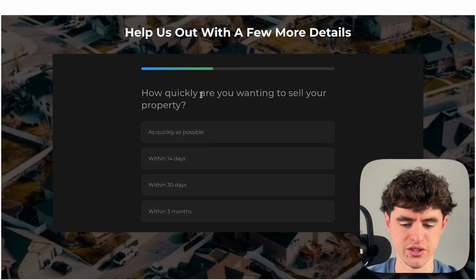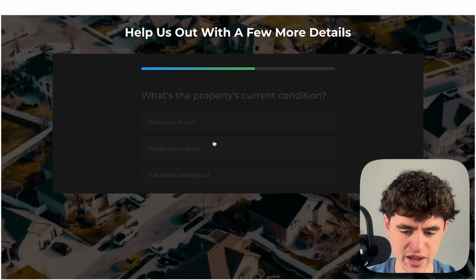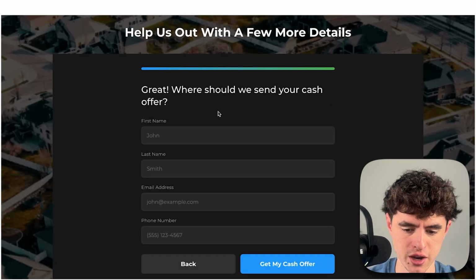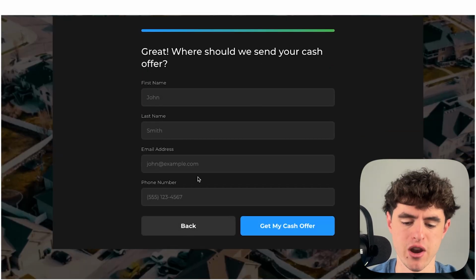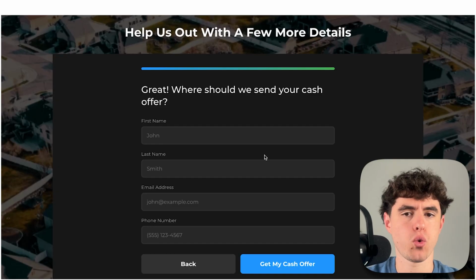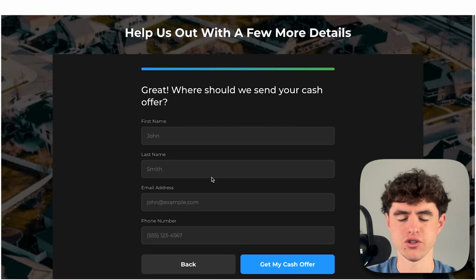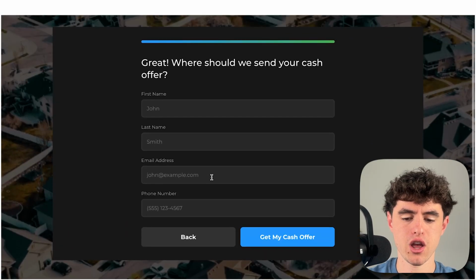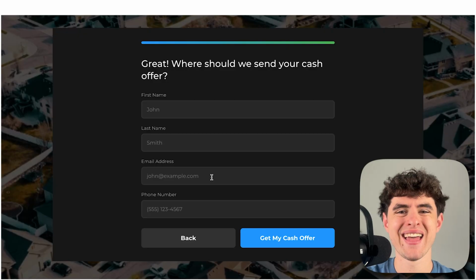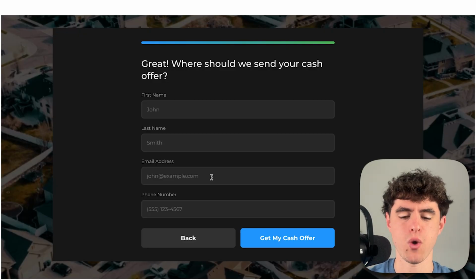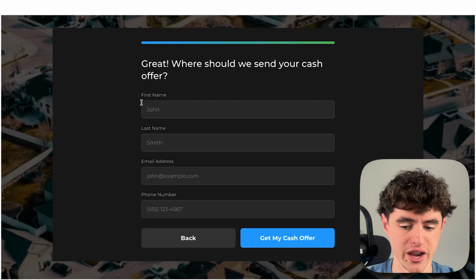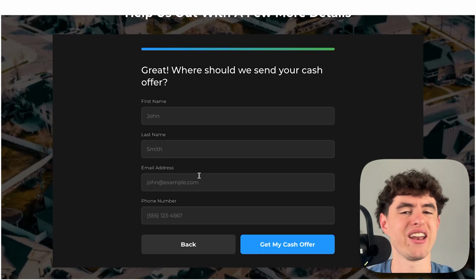So here's an example of a form. Is your property listed? How quick are you looking to sell? What's your property's current condition? And then having them submit their information. Just this quick switch on a dedicated landing page. This is just a quiz page. But this is going to dramatically change the lead quality. Whereas if they just landed on your landing page and you asked them for their first name, last name, email, and phone, you would have gotten a completely different lead.